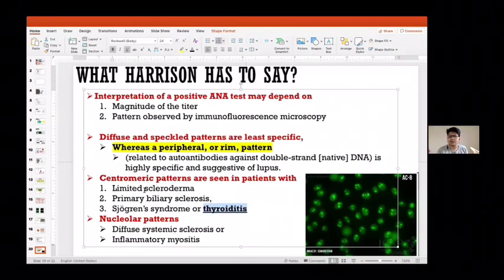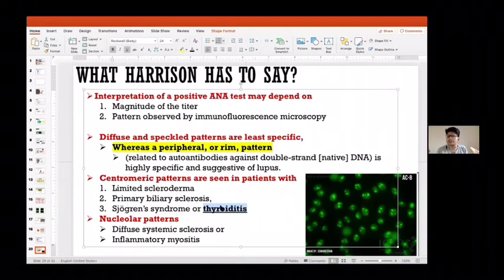So now our Indian MCQs, if they see this, which has 4 things: limited scleroderma, primary biliary sclerosis, Sjogren syndrome, and thyroiditis, they will ask centromere patterns are seen in all of the following except. That becomes a question for them. And they will give you a very similar thing: primary sclerosing cholangitis. So in the exam, we may get confused. Okay, was it PBC or was it PSC? What was that exactly? That may confuse us.